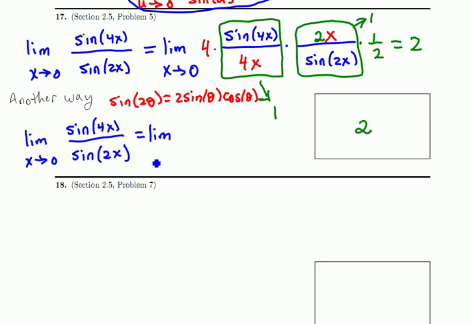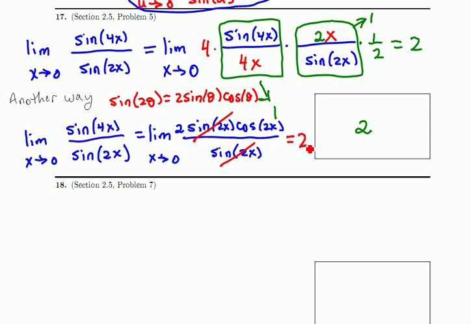As a result I can rewrite the numerator by using this identity that I just wrote down above, and I'll get 2 times sine of theta, which is 2x, times cosine of theta, which is 2x, all divided by, well, in the denominator I've still got sine of 2x. I can then come in here and cancel the sine 2x's off. I'm left with 2 times cosine of 2x, and cosine's a very nice function. I can just evaluate it, put the x equals 0 in. 2 times 0 is 0. Cosine of 0 is 1. 1 times 2 is 2. So regardless of what route you take here, you're going to get a value of 2.